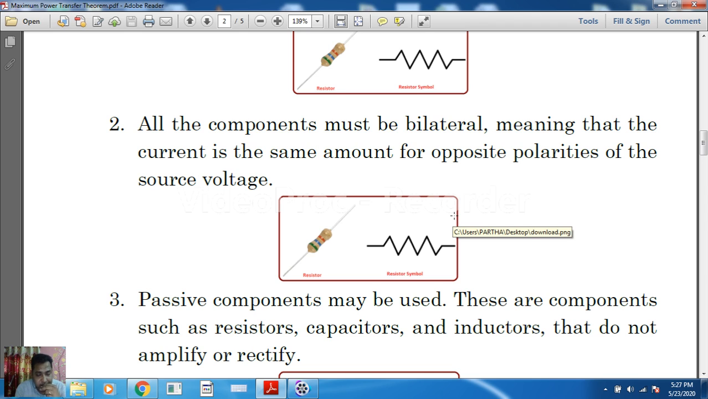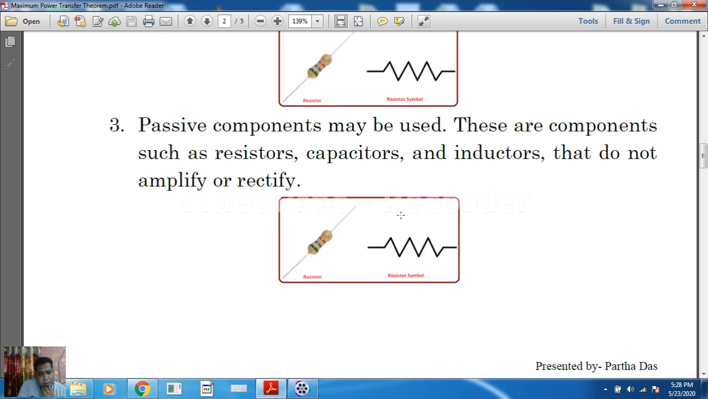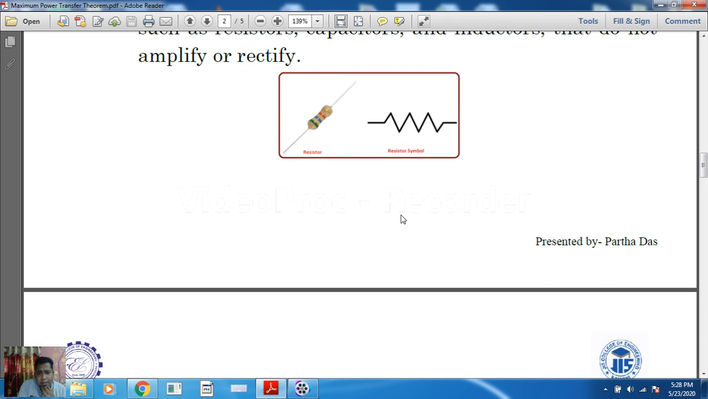So if it is possible, then this element is known as a bilateral element, and the circuit which contains this bilateral element is known as a bilateral circuit. And this maximum power transfer theorem, which is actually an application of Thevenin's theorem, can be applied in such circuits. Okay, linear, bilateral, and the components must be passive. Passive means it doesn't have any kind of source of EMF. So there we can use this theorem.